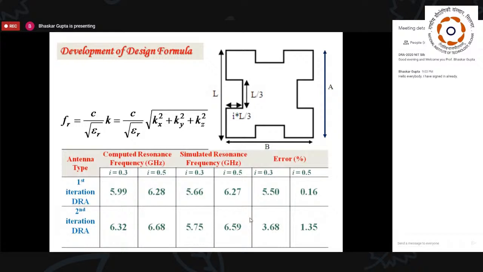After the first iteration, we get the computed resonant frequencies as shown with different indentation factors and the simulated values again as shown, so that we could check whether we are in the correct direction or not. We found that the error percentage is always within our control. Particularly when the indentation factor is getting bigger, say from 0.3 to 0.5, the error percentage is also reducing.